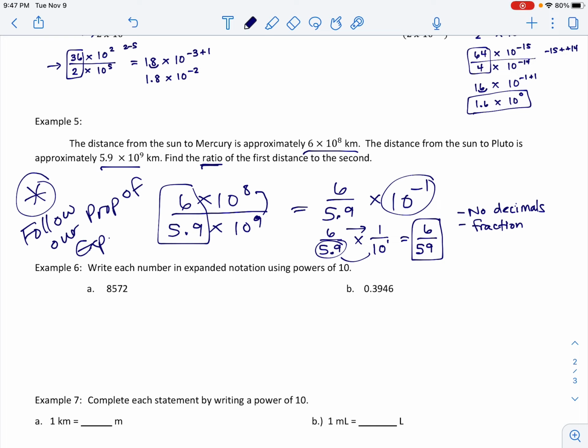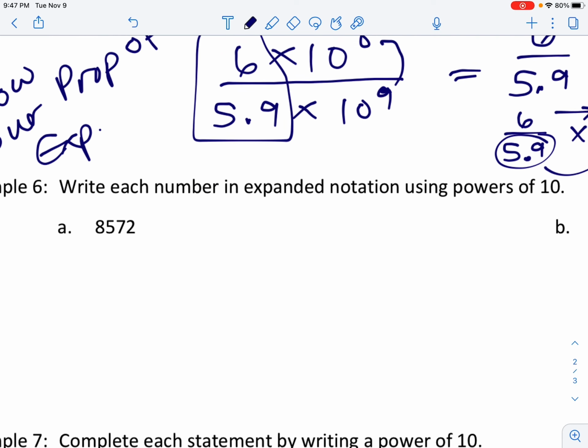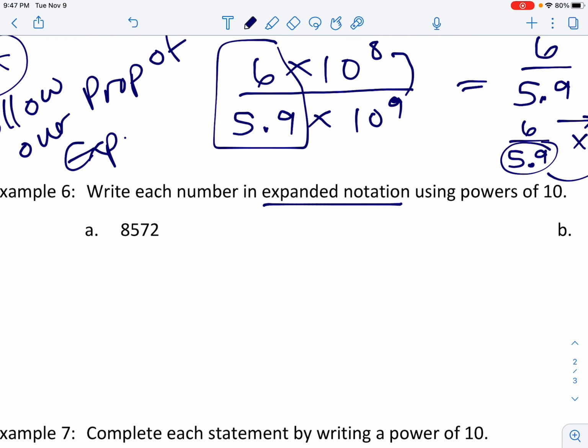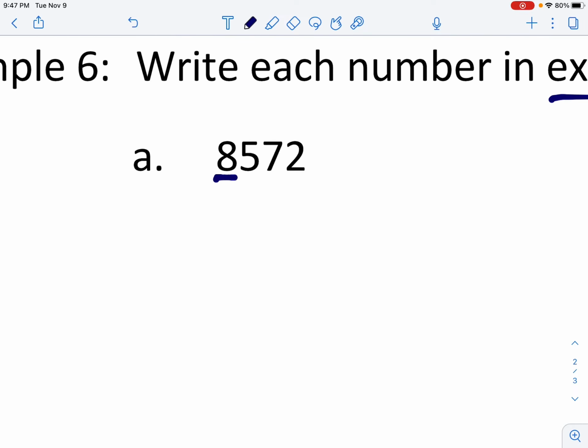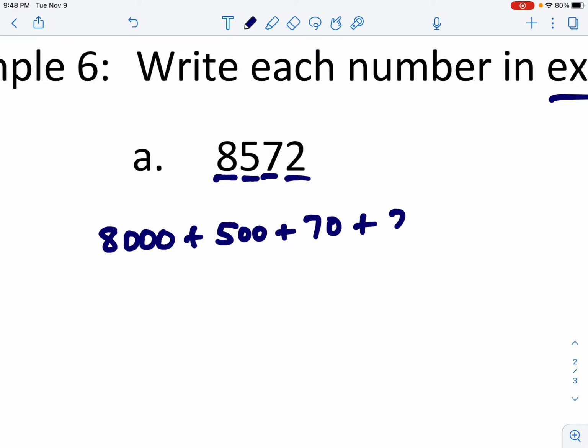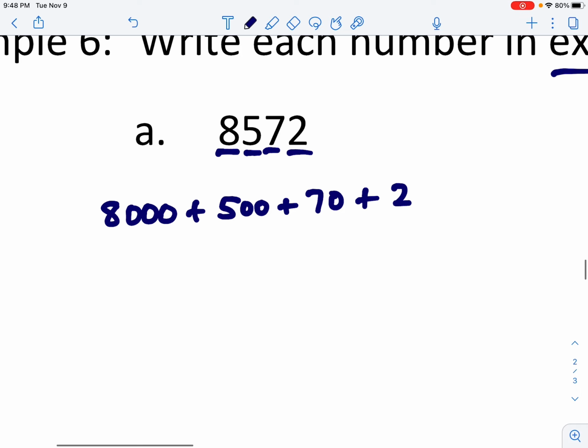All right, example 6, we're almost done, guys. I know this is long. Write each number in expanded notation using powers of 10. So expanded notation is each individual number and what it is worth. Because this is in the thousands place, this is considered 8,000 plus, this is in the hundreds place, so that's 500 plus 70 plus, that's in the ones place, so that's 2. So now we're going to have to write that out in expanded form.